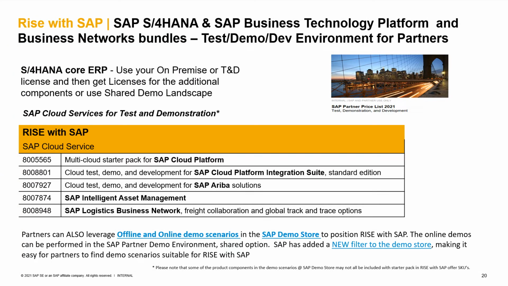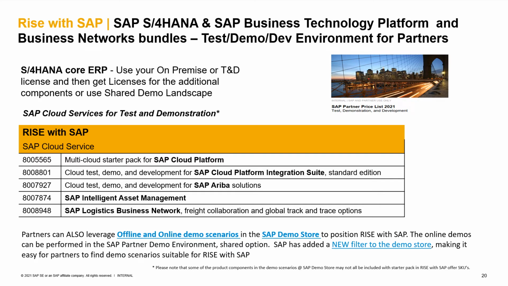The next topic I want to talk about is the test and demo licenses for these additional elements under the Rise with SAP offer. So for the S4HANA Core ERP, it's the same as your on-premise solution. So just use your on-premise or T&D license and then get licenses for the additional components, or you can use the shared demo landscape.